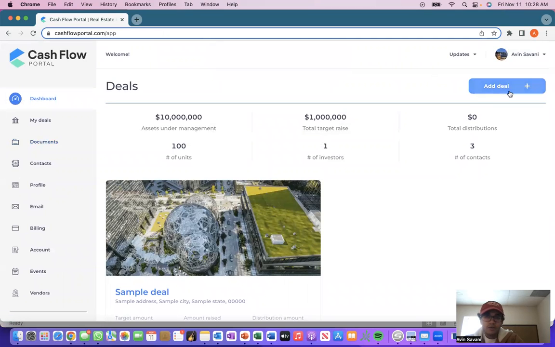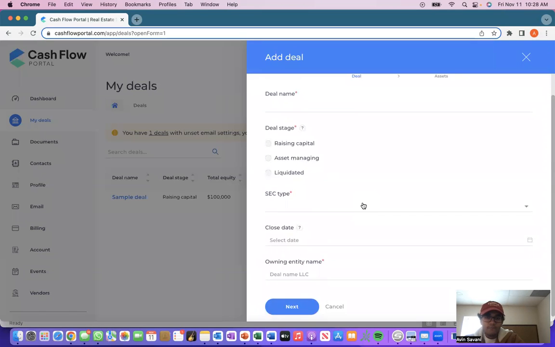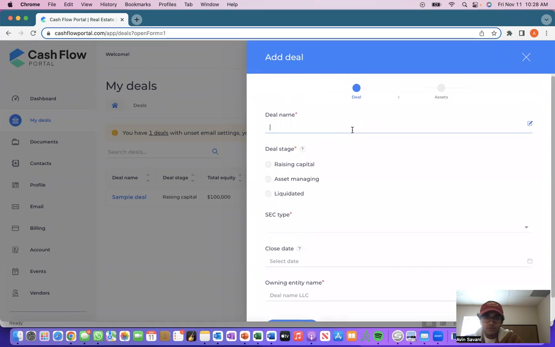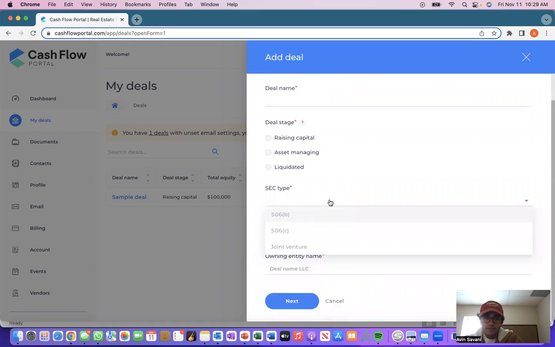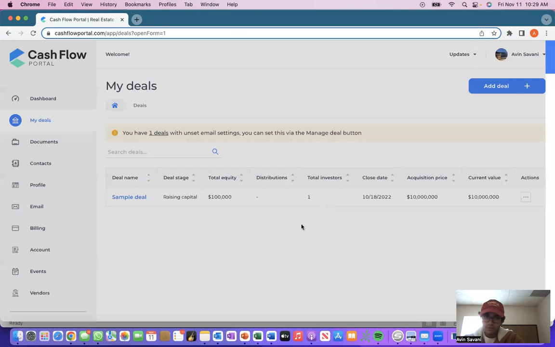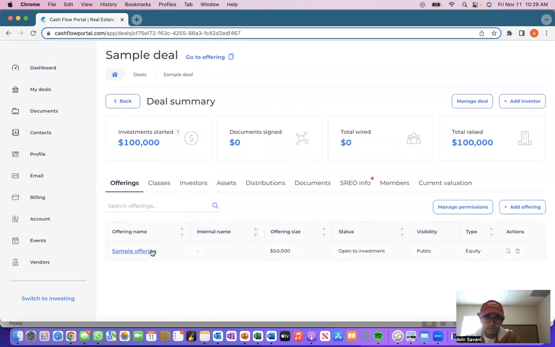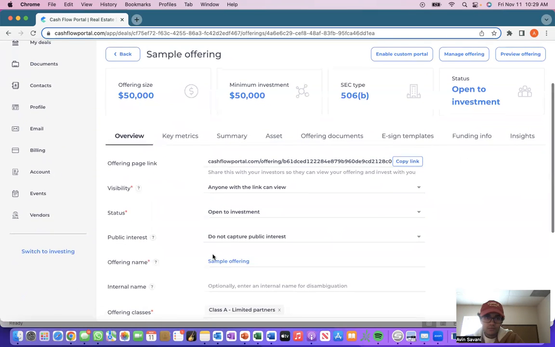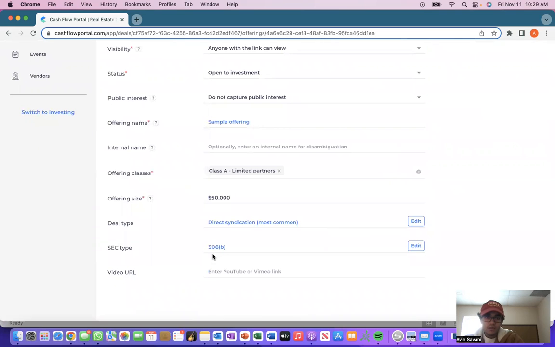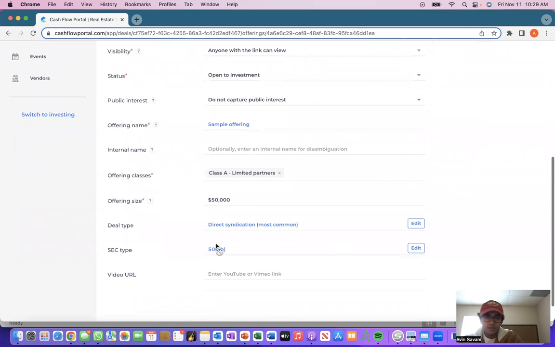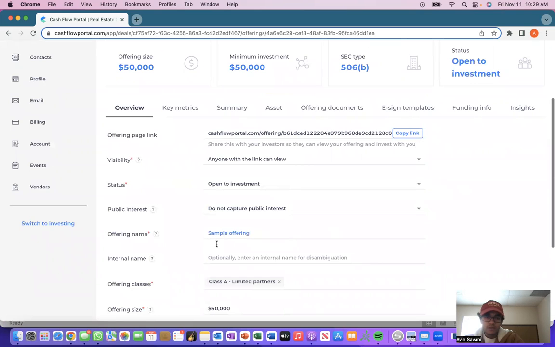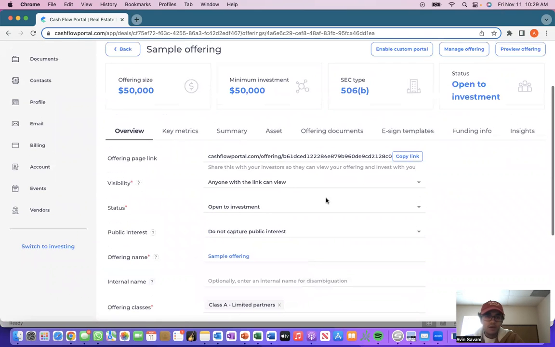So you can add a deal on here. You want to make sure that you add all of this information, the SEC type, whatever it is, 506B, C, or a joint venture. So for instance, the one I did here, just a sample deal. I just said that it was 506B, 50,000 Class A limited partners. Okay. You can copy it.